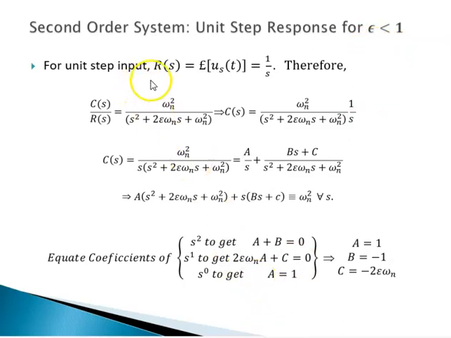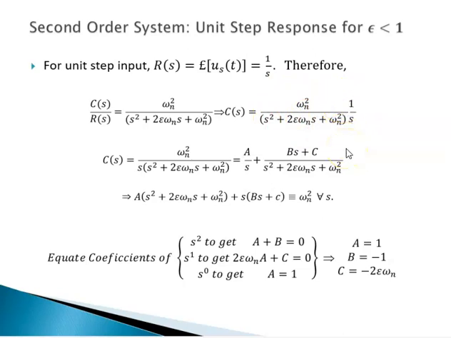We know that if the input is a unit step input, r of t is u s of t, then its Laplace transform is 1 over s. If this is the transfer function of the second order system, then the Laplace transform of the output C of s is given by this transfer function multiplied by 1 over s.